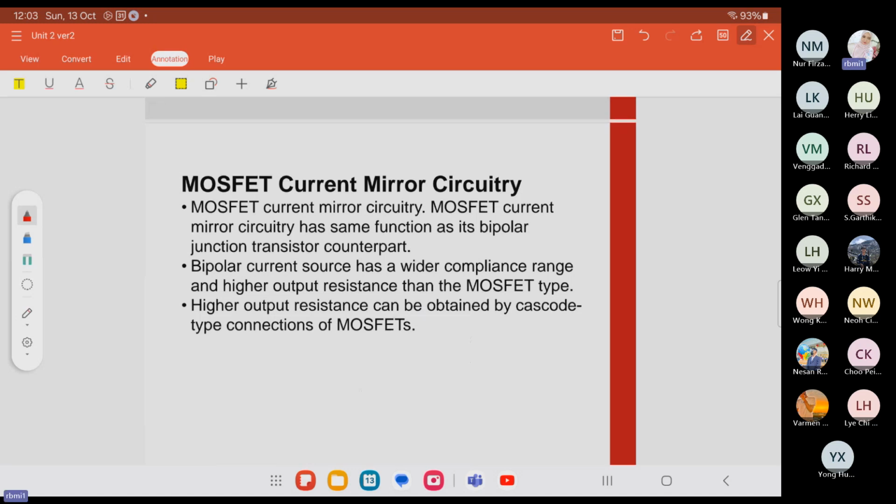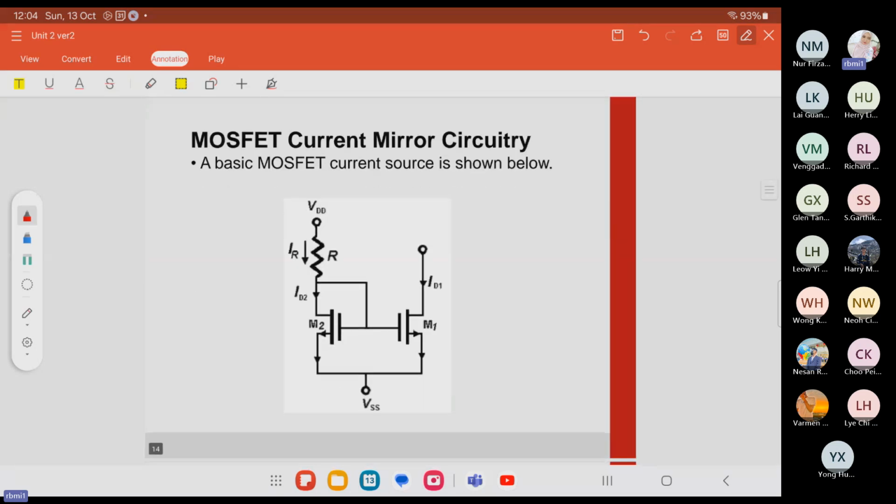For MOSFET, the current mirror circuitry has the same function as its bipolar junction transistor counterpart. This is if we use the MOSFET. The BJT current source can be converted to an equivalent MOSFET current source by assuming that the beta value is infinity. Since the gate of the MOSFET does not allow any current, there is no need for the base current compensation. So this is the basic current mirror using MOSFET.